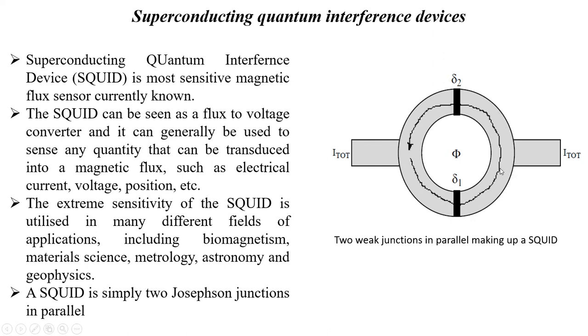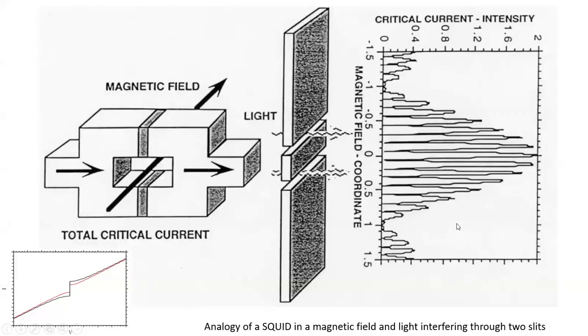The extreme sensitivity of the SQUID is utilized in many different fields of application, including biomagnetism, material science, metrology, measurement, astronomy, and geophysics. But here, a SQUID is made of two Josephson junctions used in parallel. That is how you are getting it.